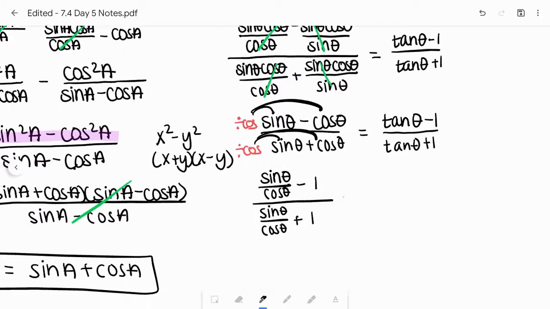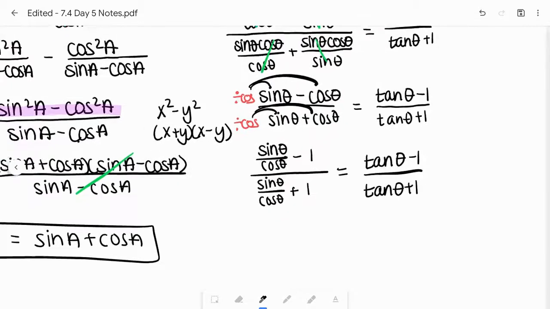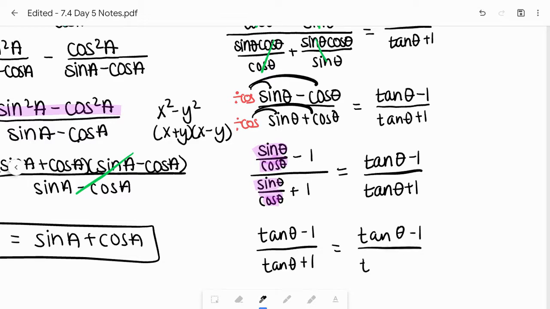We're getting closer. That equals tangent theta minus 1 over tangent theta plus 1, and then sine of theta over cosine theta equals tangent theta. So rewrite it. We've got tangent of theta minus 1 over tangent of theta plus 1 equals the right-hand side. And we're done.